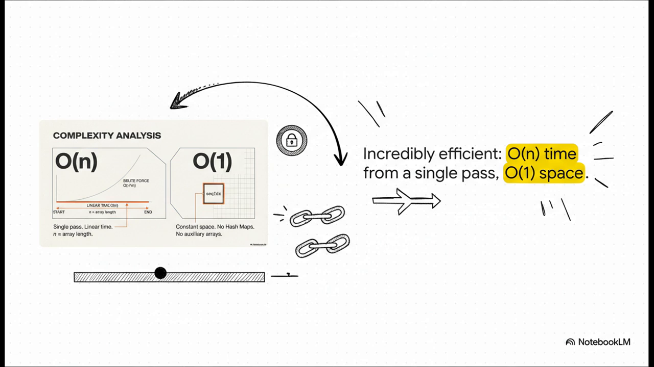Its time complexity is O(n), which is really just a fancy way of saying we only have to make one single pass through the main array. The time it takes grows in a straight line with the size of the array, which is fantastic. And the space complexity, O(1), or constant space. That means we barely use any extra memory, just one little variable to act as our tracker. No extra lists, no complex stuff, it's lean and mean.